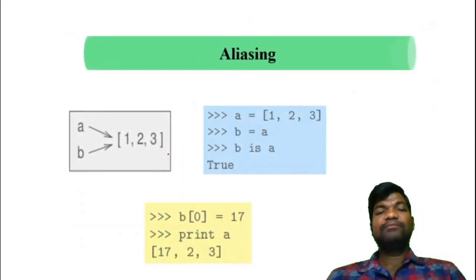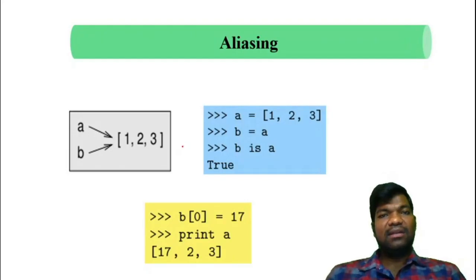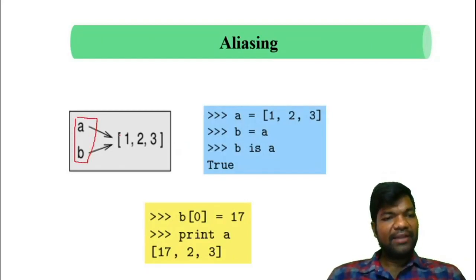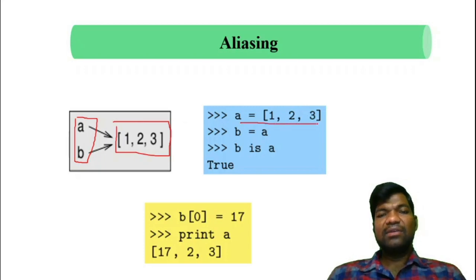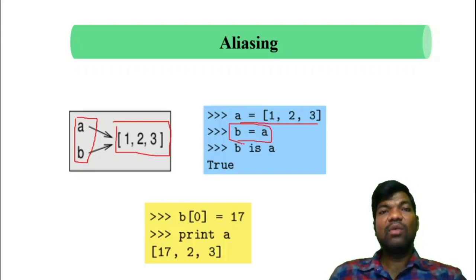Now coming to aliasing. Here A is 1, 2, 3, and B is 1, 2, 3, which means separate objects, not the same object. But if I write B equals A, then B refers to whatever A is. Now, B is A? Yes, that is true.